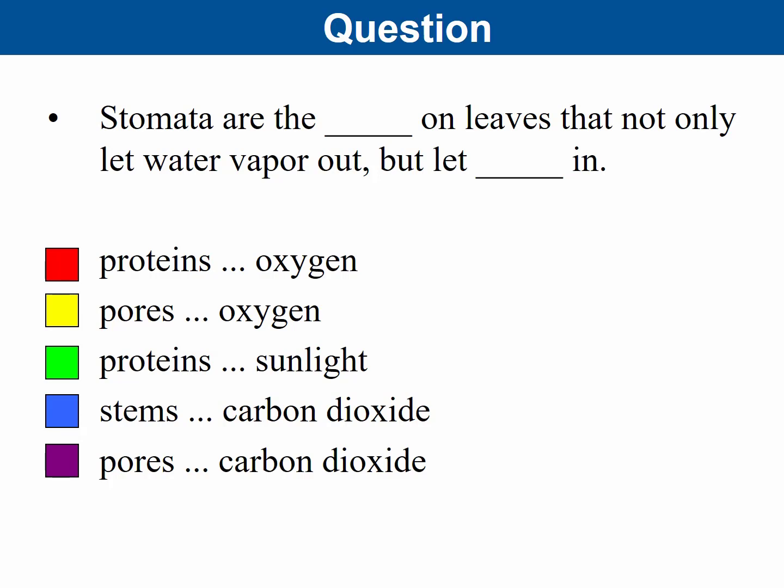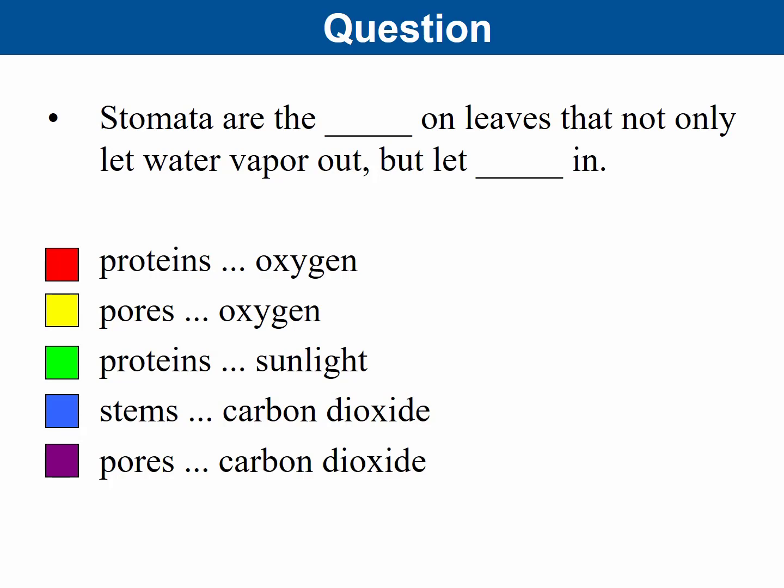Okay, so if you said purple, you are correct. The stomata are the pores on the leaves, remember on the underside of the leaves, that not only let water vapor out, and remember that water vapor leaving is important because that cohesion of water molecules helps pull the water up to the leaves. That's an important part. But they let carbon dioxide in because the plant needs that carbon dioxide to be able to build its sugar.